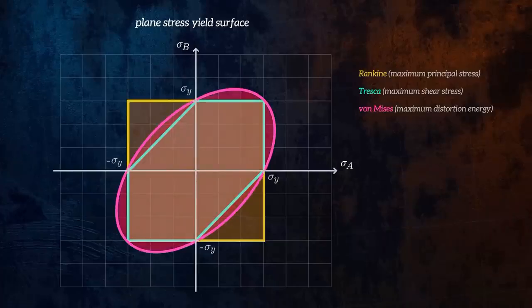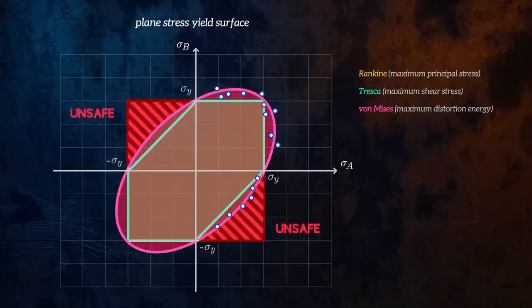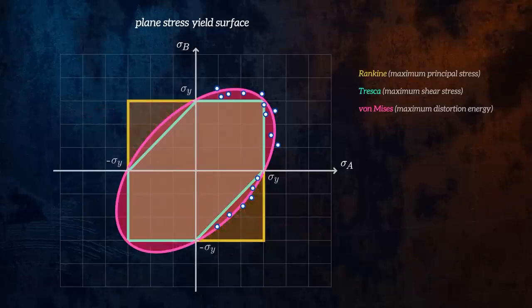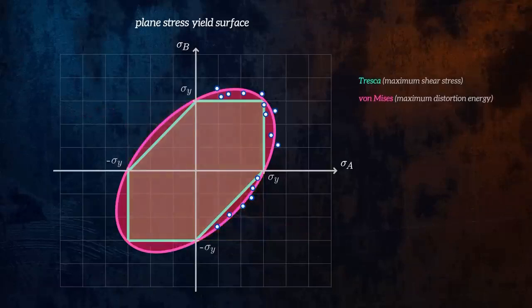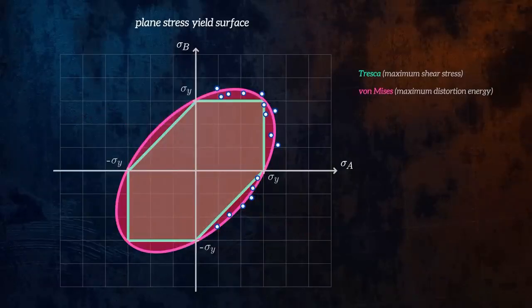Let's plot some experimental data for tests performed on ductile materials and see how each of these theories compares. It's clear that the maximum principal stress theory has large areas where its use is potentially unsafe. So let's get rid of it and compare Tresca and von Mises. Both agree well with experimental observations, although von Mises agrees slightly better. The Tresca yield surface lies entirely inside the von Mises surface, meaning that Tresca is more conservative.